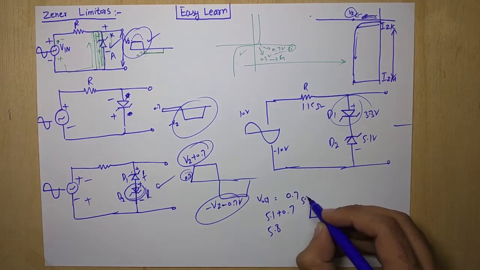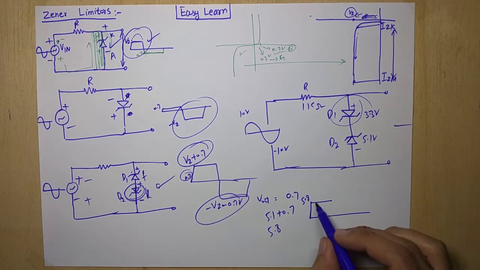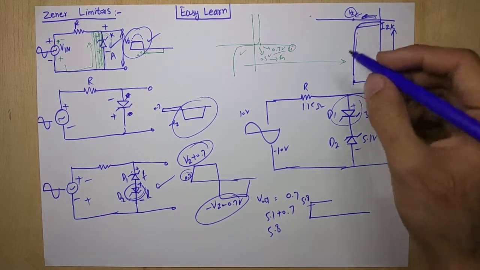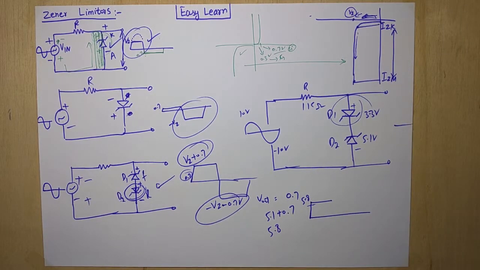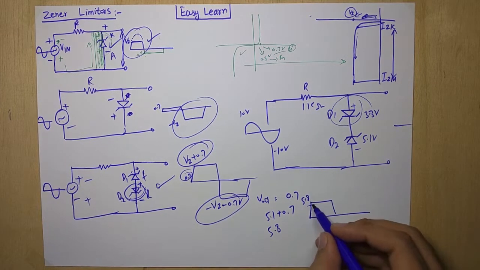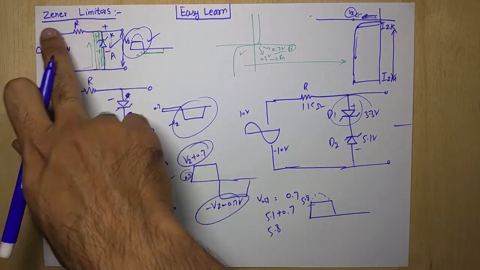After 5.8 volt, D2 will go into the reverse bias breakdown region, and that is the normal operation, and after that it will start regulating and we will not receive any further peak of this, and this is called the limitation. That's why we call this a Zener limiter.